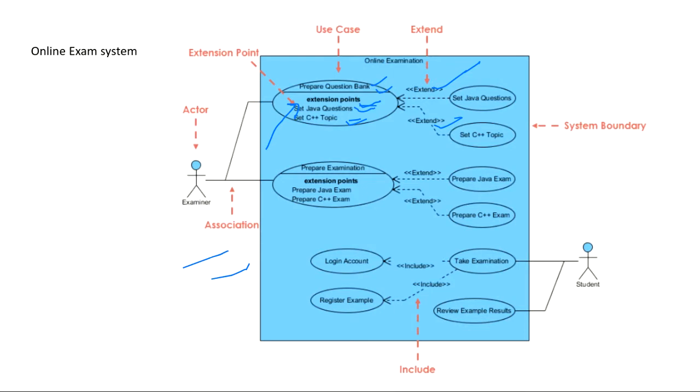These are the options. Extend is option, right? Extend is option. Only in some cases Java will be included. Only in some cases C++ will be included. If instead of extend there was include, then whenever you are preparing a question bank, suppose it's something like this. Instead of this extend, for the Java questions it's include. For the C++ questions it's extend.